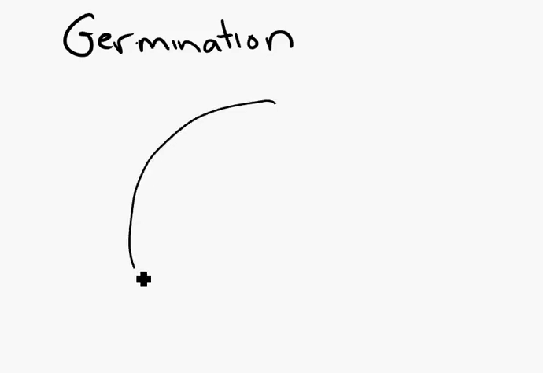Today we're going to look at germination and the control of germination. Before we do that, we need to look at the structure of a seed. So we take a badly drawn cross section of a seed.